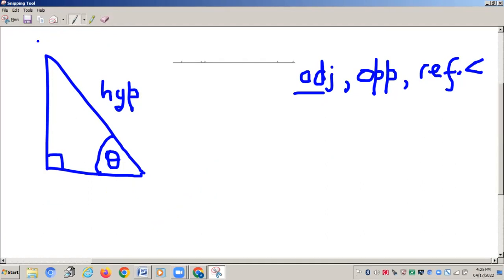So therefore, let's call this point A, B, and C. So this side is called the adjacent side. Why? Because any side that is between what? The reference angle and the right angle is called the adjacent side. Therefore, the other side must be the what?